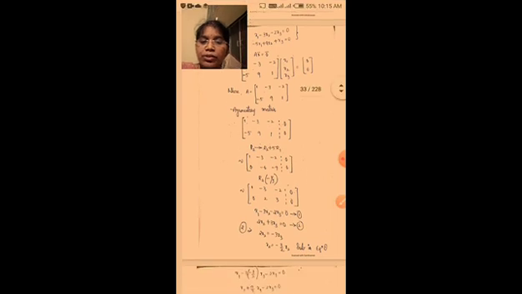So minus 5 plus 5 is 0. Next, 9 minus 15 is minus 6, and 1 minus 10 is minus 9, 0. So observe R2: 0, minus 6, minus 9, 0. We have to divide R2 by minus 3. So the first row is 1, minus 3, minus 2, 0, and the second row is 0, minus 6 by minus 3 is plus 2, and minus 9 by minus 3 is 3, 0.